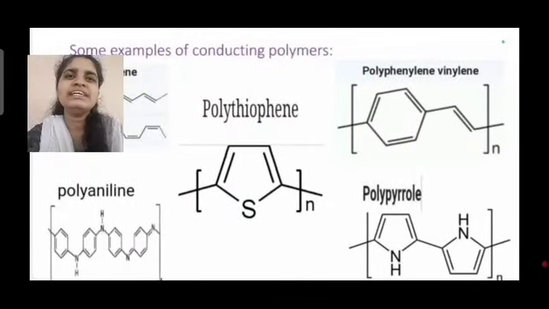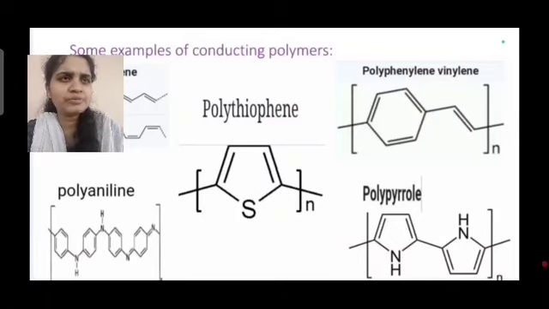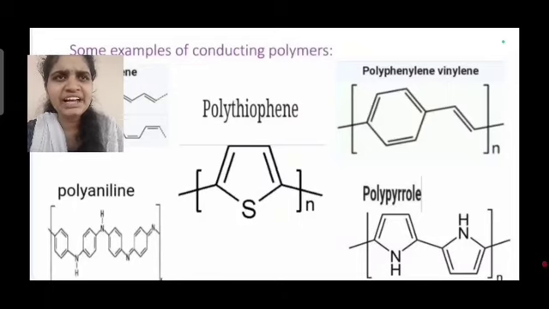Now in this slide I am showing some important examples of conducting polymers. These are special polymers that are able to conduct electricity just like metals or semiconductors. Some common conducting polymers include, in this slide, first polyacetylene, polyaniline, polythiophene, polypyrrole, PPV. Polyacetylene is one of the earliest and most widely studied conducting systems.